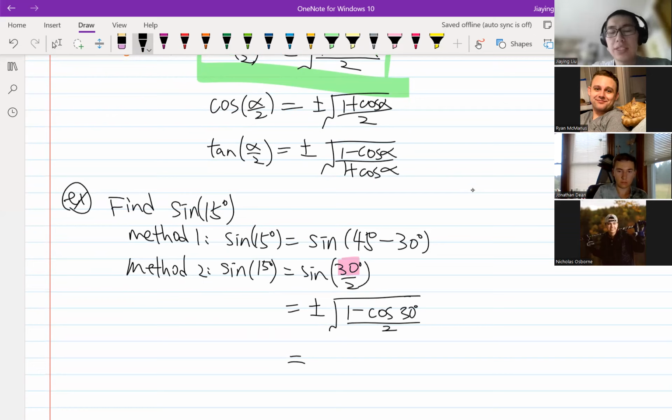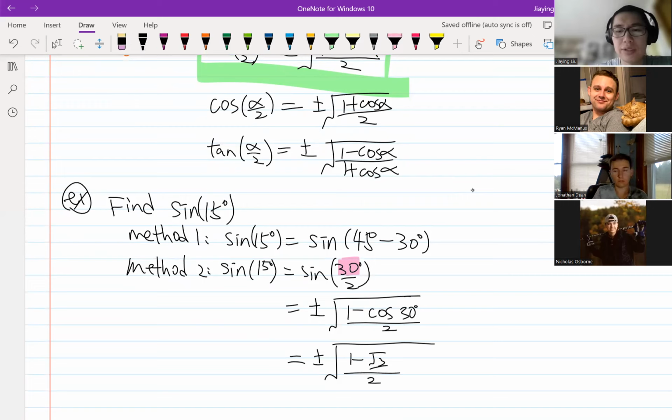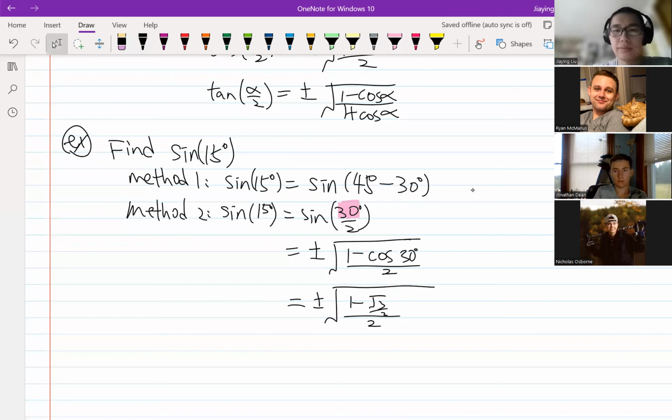Right? And that's going to equal plus or minus, we already know cosine 30 degrees, which is root 3 over 2. We get 1 minus root 3 over 2, and then everything over 2. It's not going to look pretty here, but it's fine. I'm just going to simplify the numerator and then simplify with the denominator too. So that's going to be plus or minus square root of 1 minus root 3 over 2.